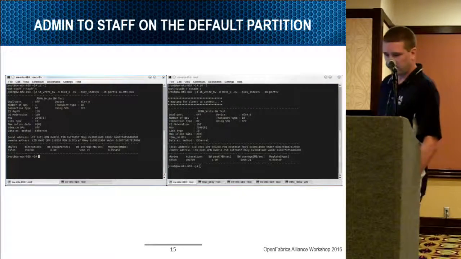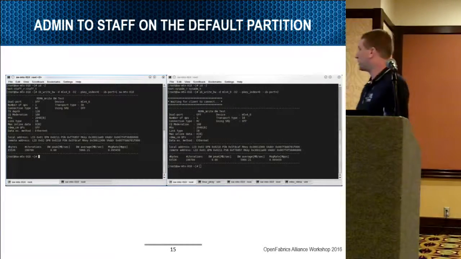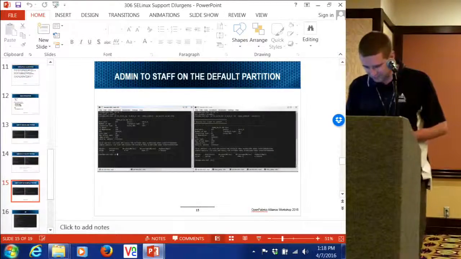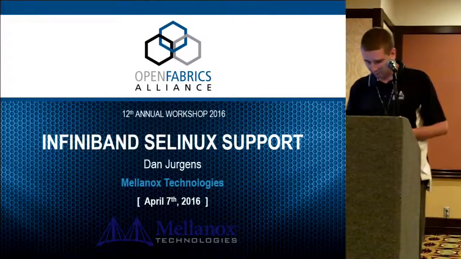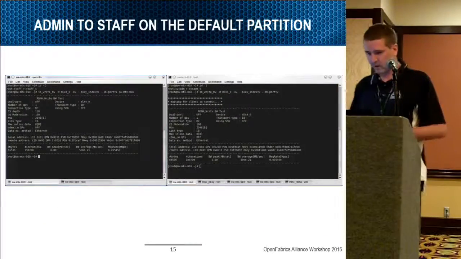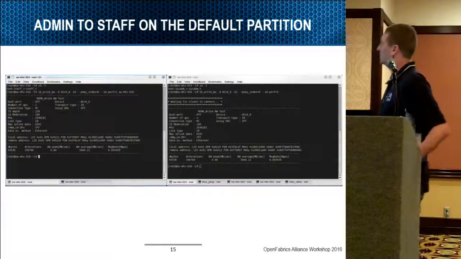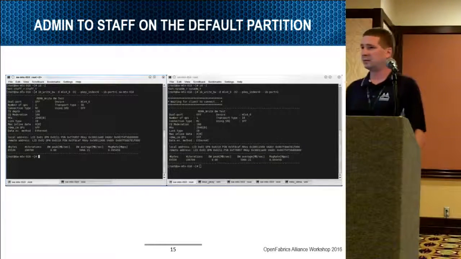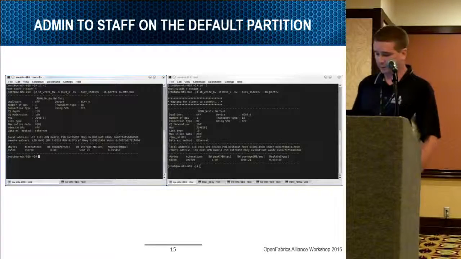Here we do the same test, except they're using the default pkey now, and we see that the admin and staff user are able to connect and communicate over the QP that they both have access to.